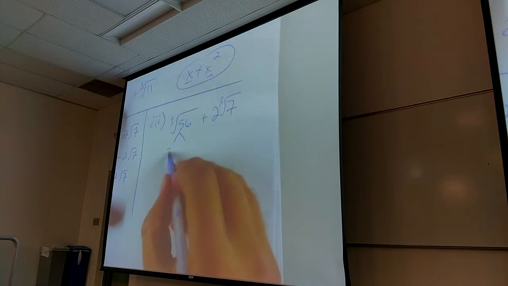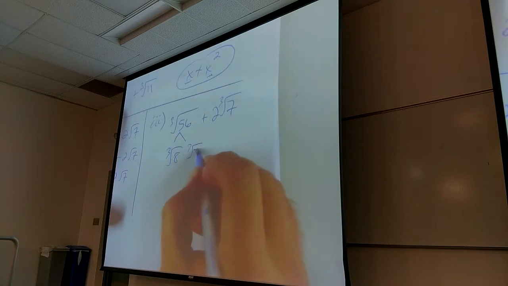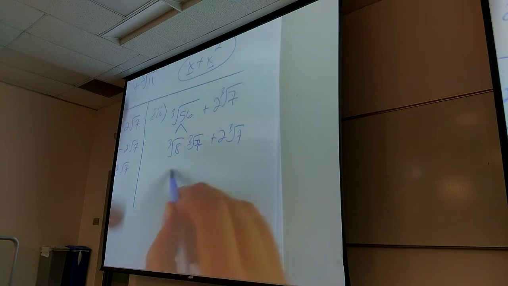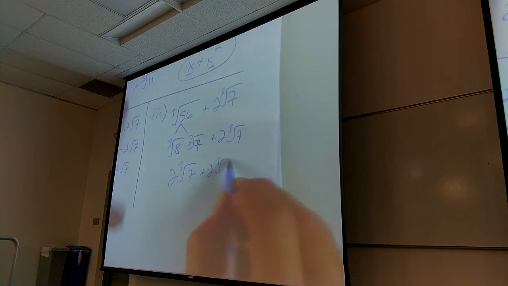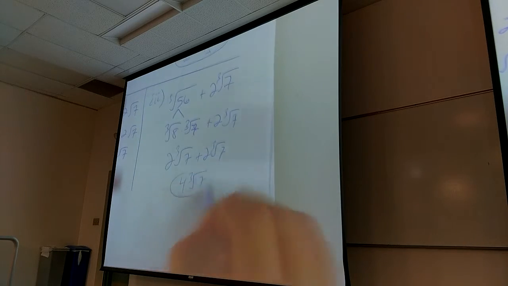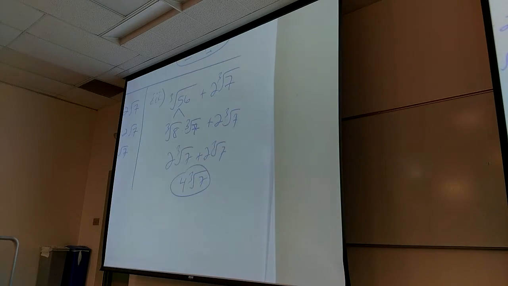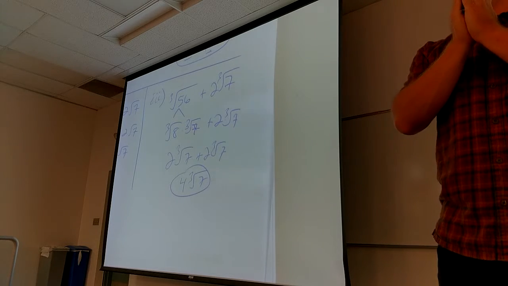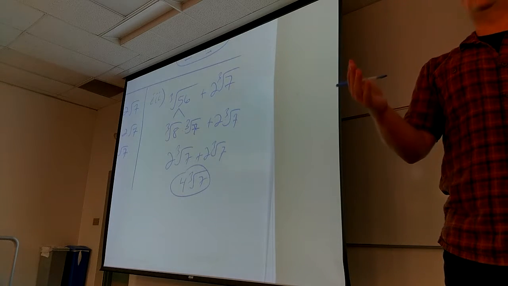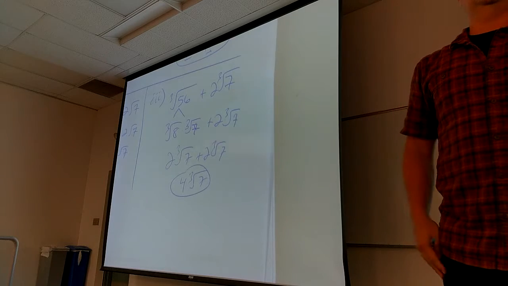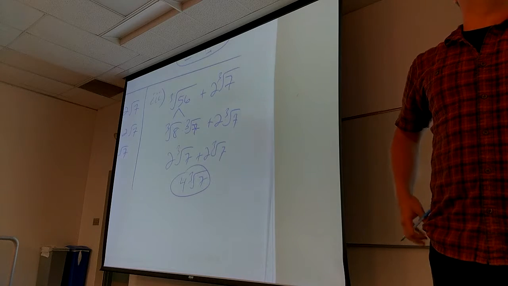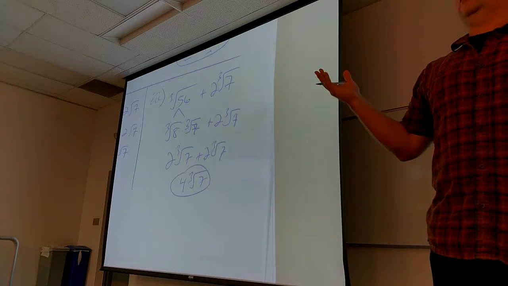So this is the cube root of 8 times the cube root of 7, plus 2 cube root of 7. What's the cube root of 8? 2. So 2 cube root of 7 plus 2 cube root of 7? 4 cube root of 7. Okay, maybe. Well, can you always make them like terms? No. So that little trick I just did will not always work. But if it's going to work, then that will work. If it doesn't work, then I'm not going to be able to put these things together.